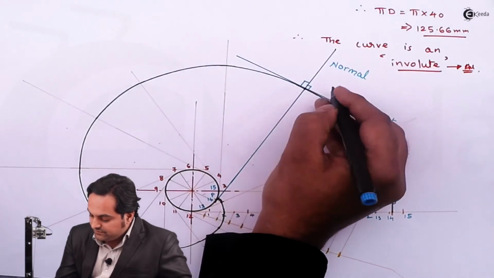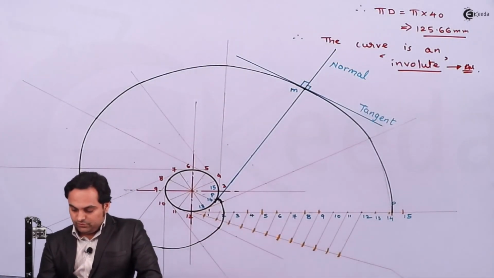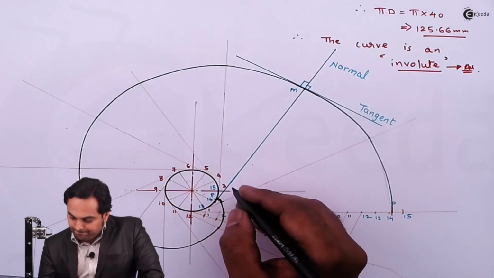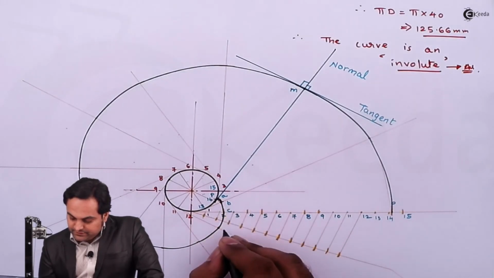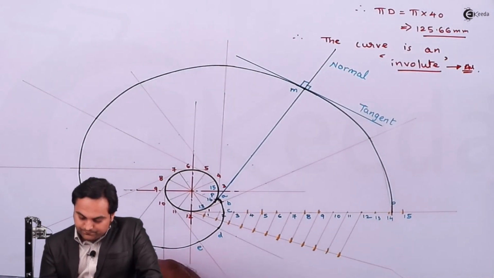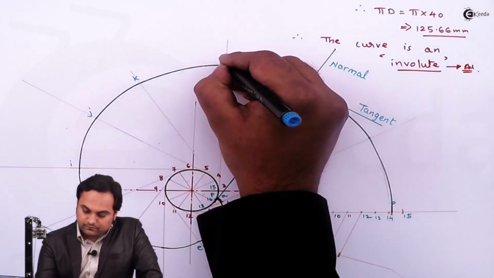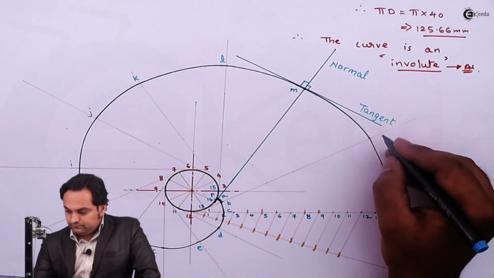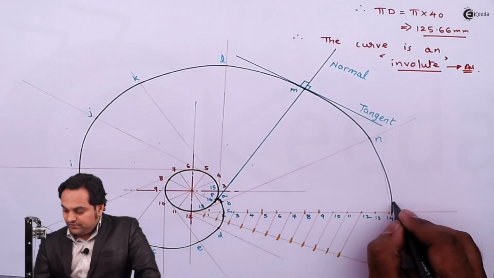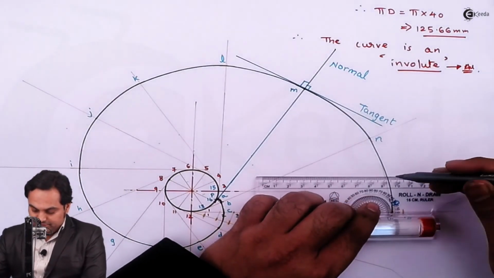Tangent and normal. Here I'll say this is point M. I'll give the notations to this involute as well. P, after P, this is point A. Here it is B, C, then it is D, E in order. M already given. And this is finally the point P. So here I have completed this involute.